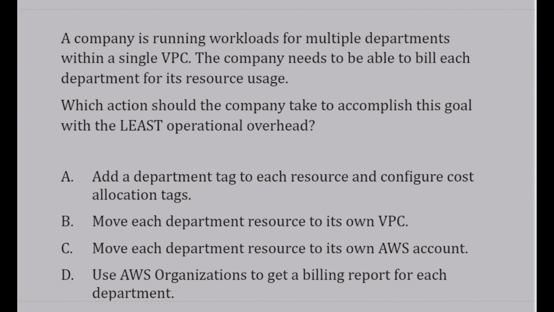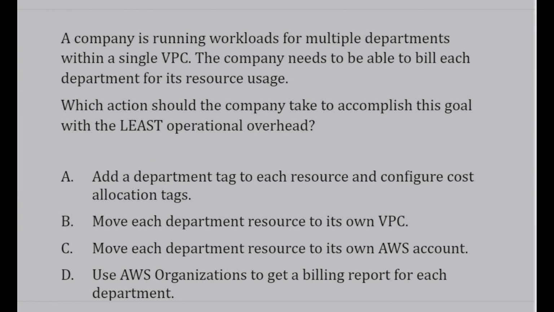Question is, a company is running workloads for multiple departments within a single VPC. The company needs to be able to bill each department for its resource uses. Which action should the company take to accomplish this goal with the least operational overhead?